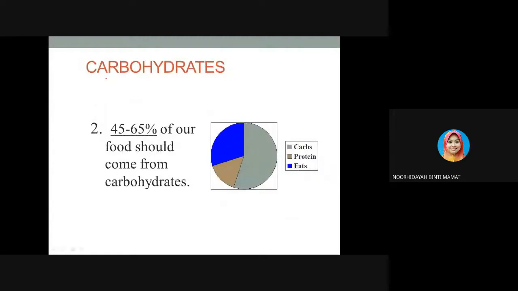So carbohydrates, about 45 to 65% of our food should come from carbohydrates, as you can see from this pie chart, compared to the protein and also the fats. This is from the dietary guidelines, which recommends that carbohydrate can make up 45 to 65% of our total daily calories that we intake.